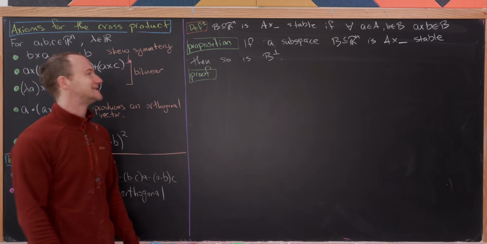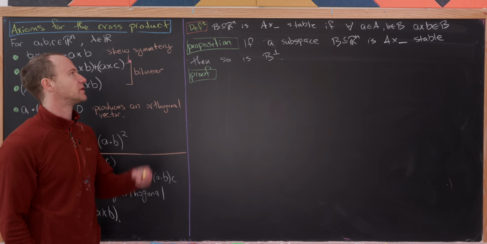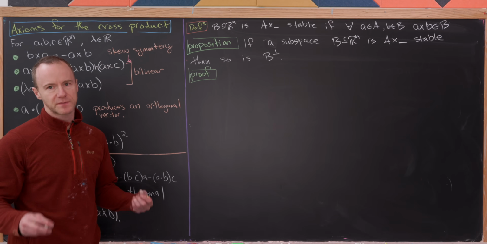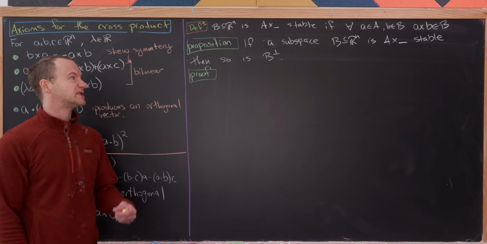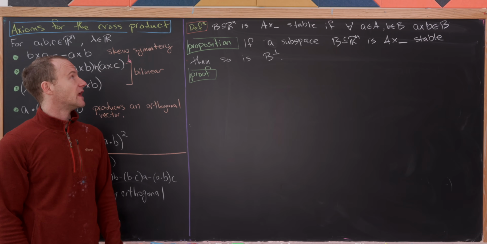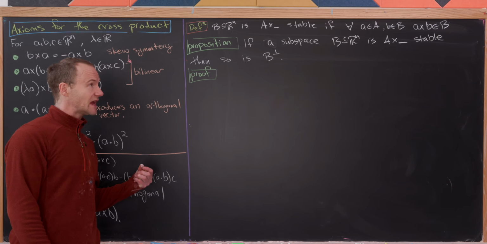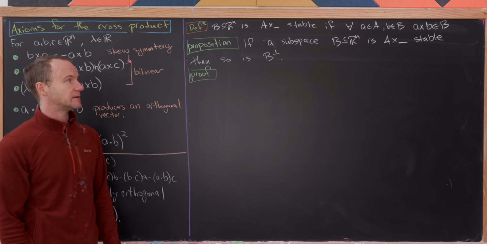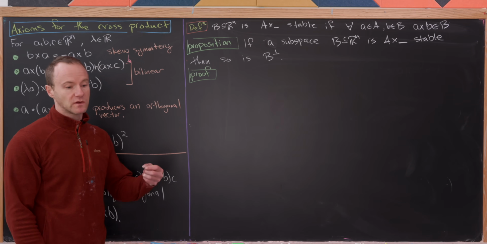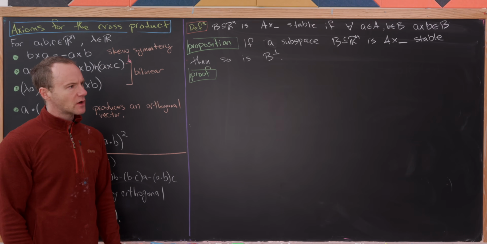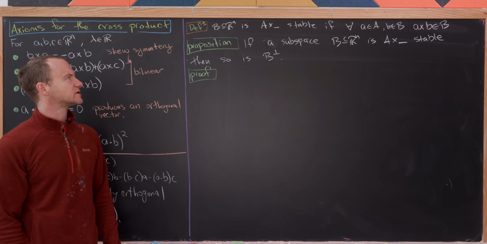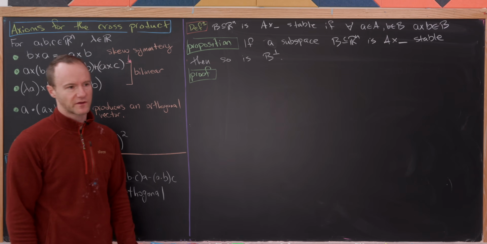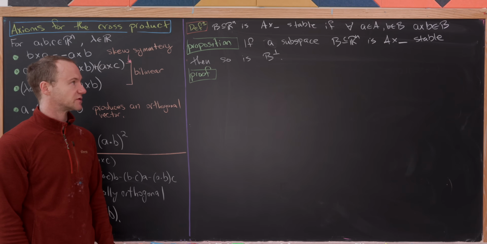Okay, so let's look at a definition which will guide the next couple of steps. So let's say that B is a subset of Rn. For our purposes, it'll always be a subspace, but this is defined just as a subset. And we say that this is A cross stable if for all A in A and B in B, A cross B is in B. So if you cross it with something from A, you land back in B. So if A were like the whole space Rn, then this would be similar to the notion of an ideal in ring theory or the theory of associative and non-associative algebras.